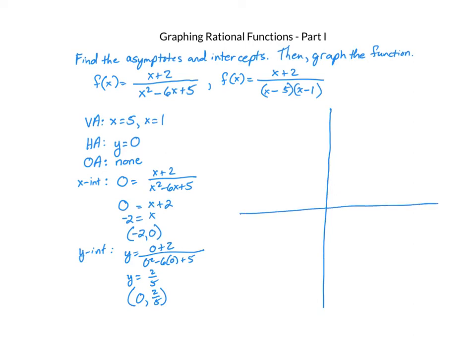Let's see, vertical asymptotes at 5 and at 1. We'll put 5 right here and 1 right here. We have a horizontal asymptote at y equals 0. That means the x-axis is a horizontal asymptote. Our x-intercept is at -2. And we have a y-intercept at 2/5.